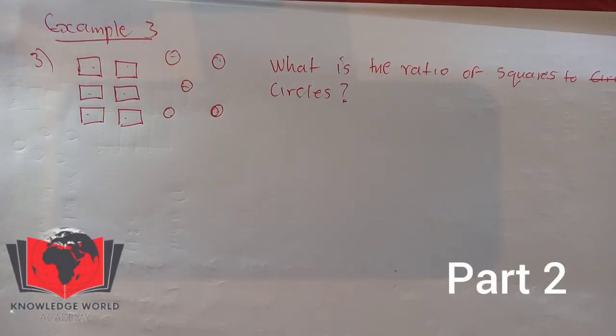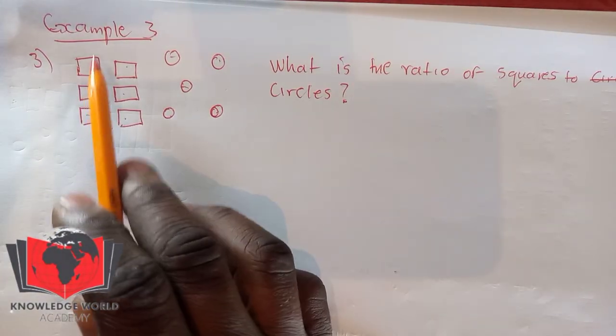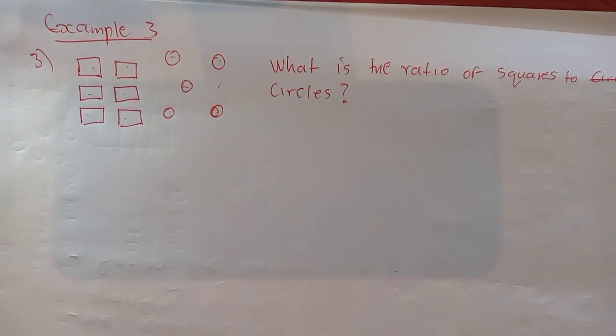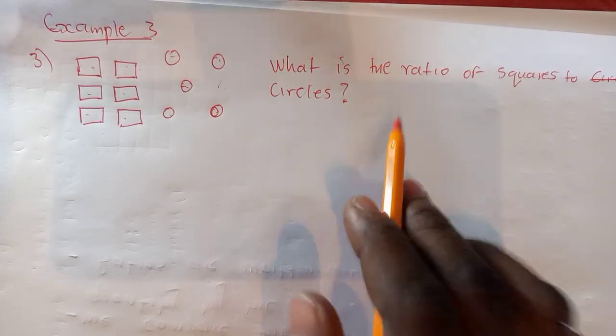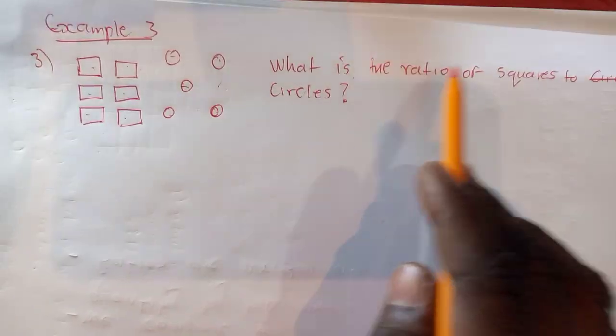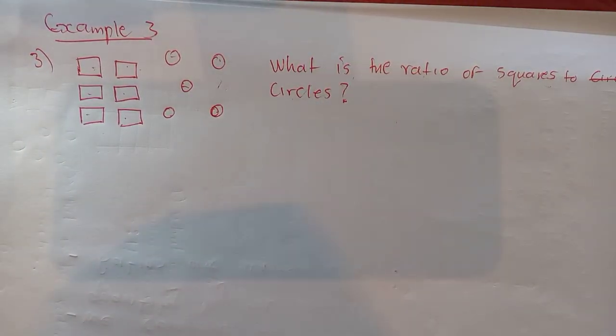Our third example says we have squares and circles. The question says, what is the ratio of squares to circles?